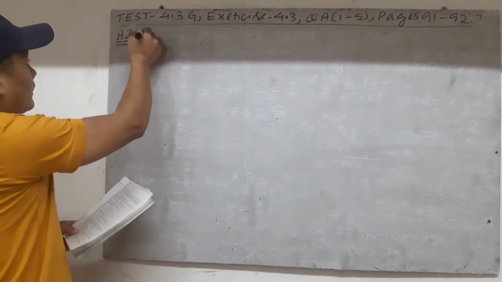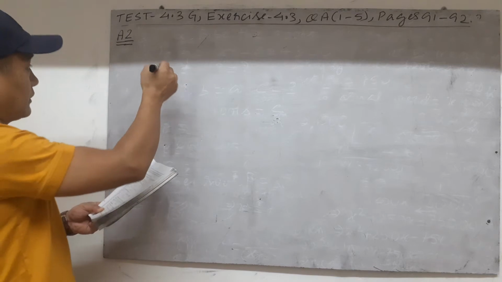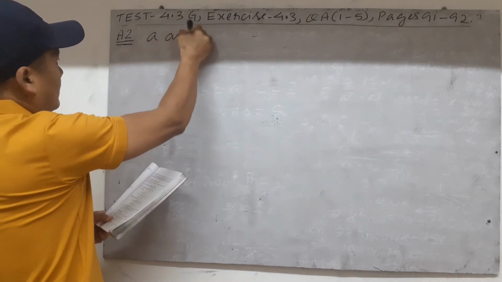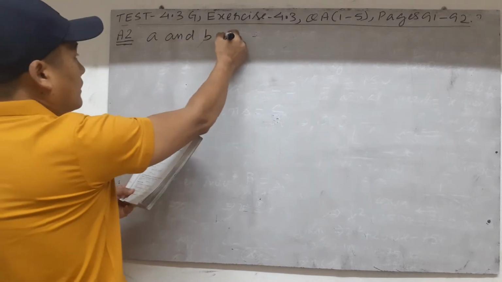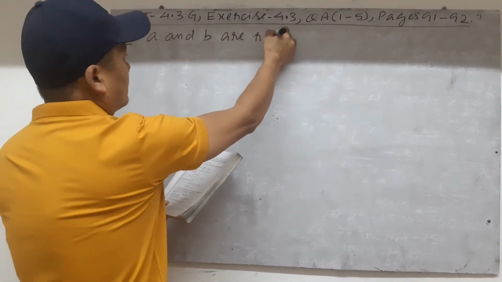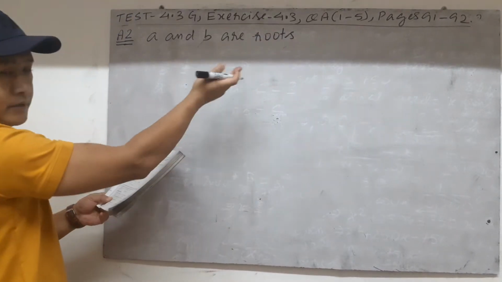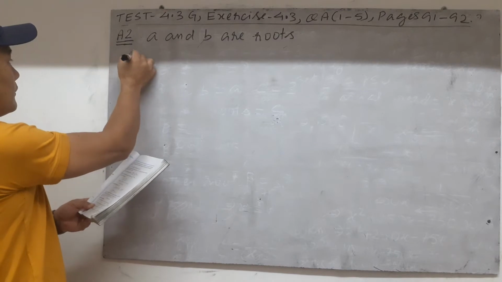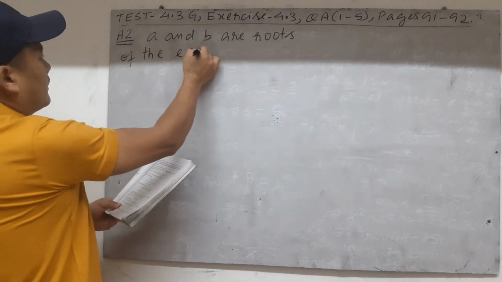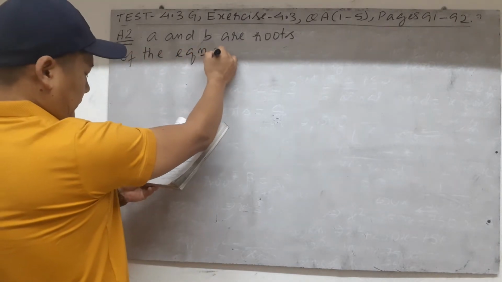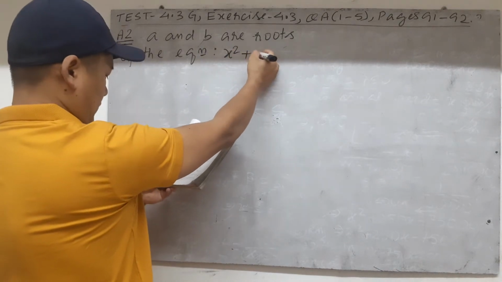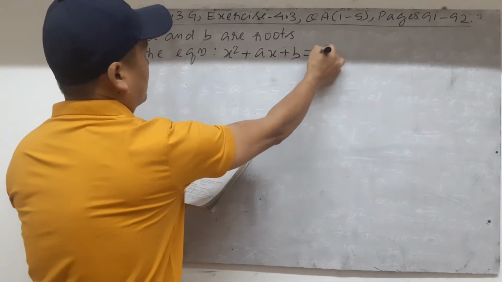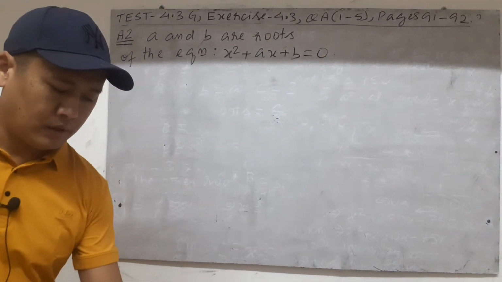So here given is a and b are roots, means the answers for x. There are two roots and both the roots are given, of the equation x squared plus ax plus b equal to 0. So that is given to us.